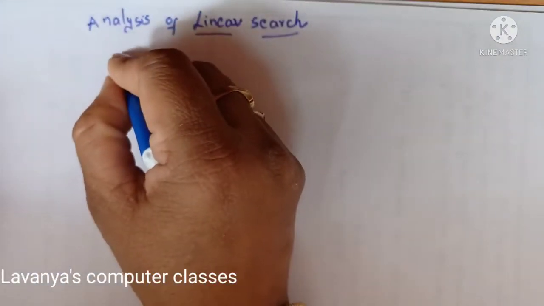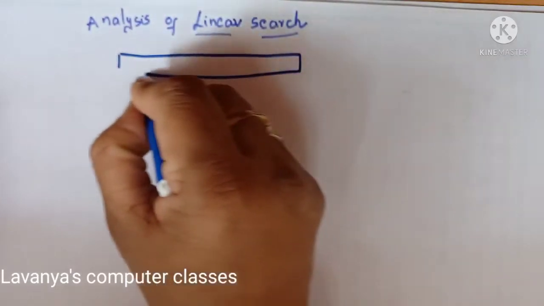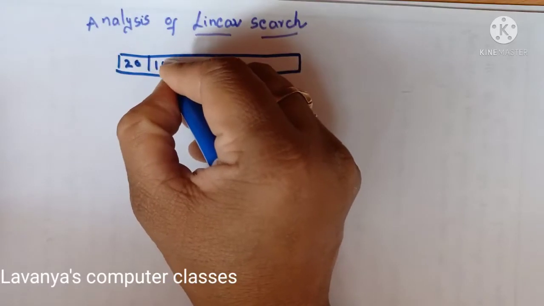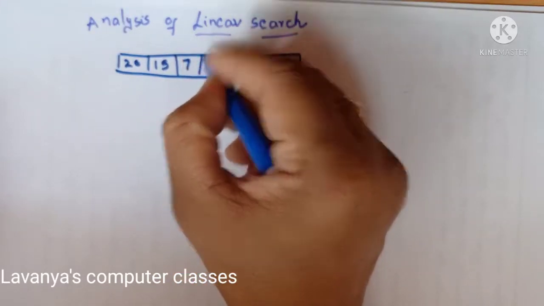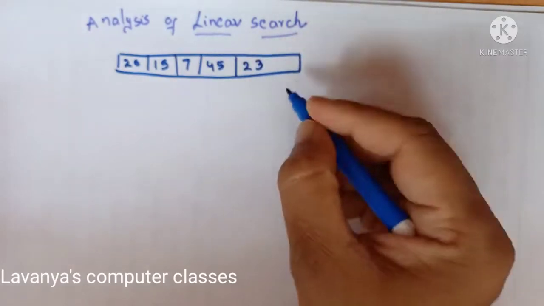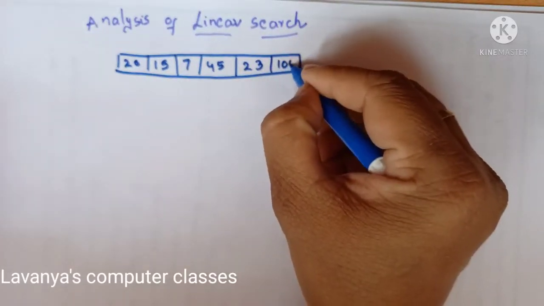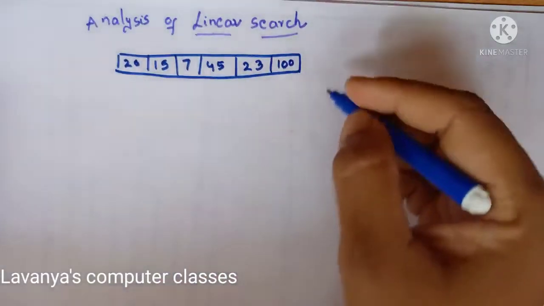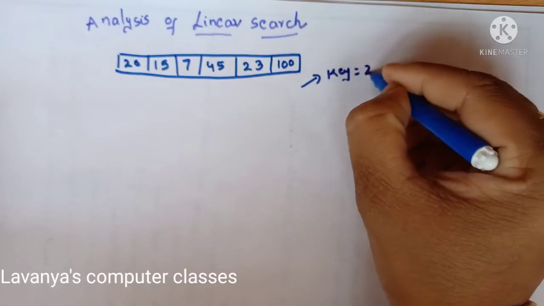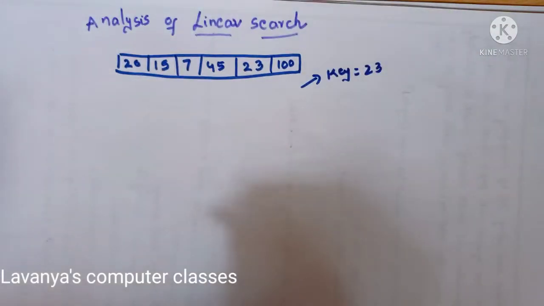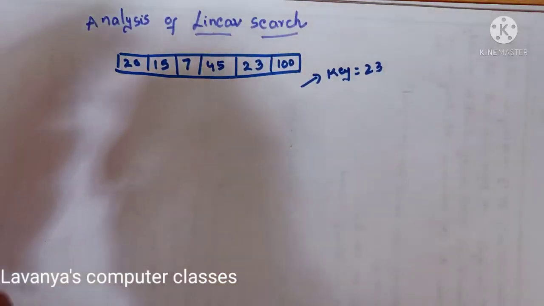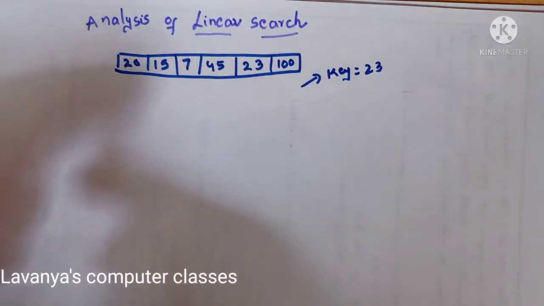For example, if you are taking some elements like this, it is an array representation. In this we are taking the elements 20, 50, 7, 45, 23. In this I want to search an element. My key element is 23. So I want to search whether the element 23 is in the given list or not. So using linear search you have to search the element.